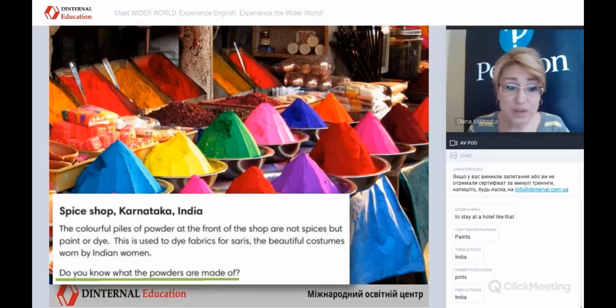Do you have any idea what these powders are made of? How can you get colors as bright as that? Looks like they're artificial. Or plants.